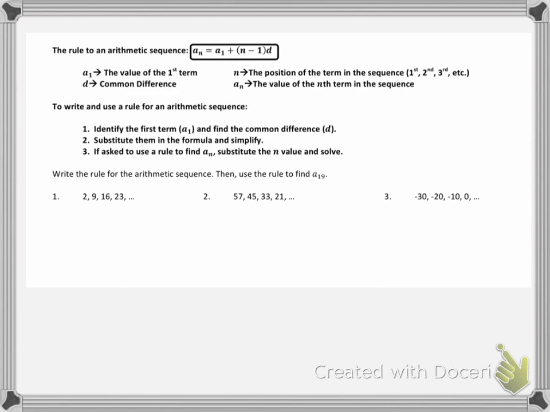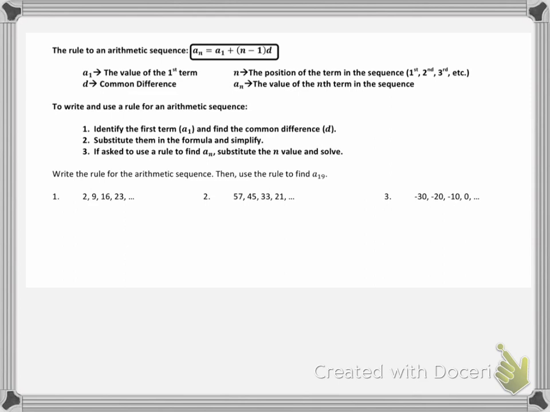What does that all mean? All the variables here are laid out for you. A sub 1 is the value of the first term. D is the common difference. N is the position of the term in the sequence. So if it's the first term, you plug 1 in for n. Second term, plug 2 in for n, etc. A sub n is the value of whatever the nth term is in the sequence. So if I tell you a sub 9 is 37, that means the ninth term is 37. You would plug in 37 for that a sub n slot. So we'll see how we're going to use those terms in a bunch of different places here.